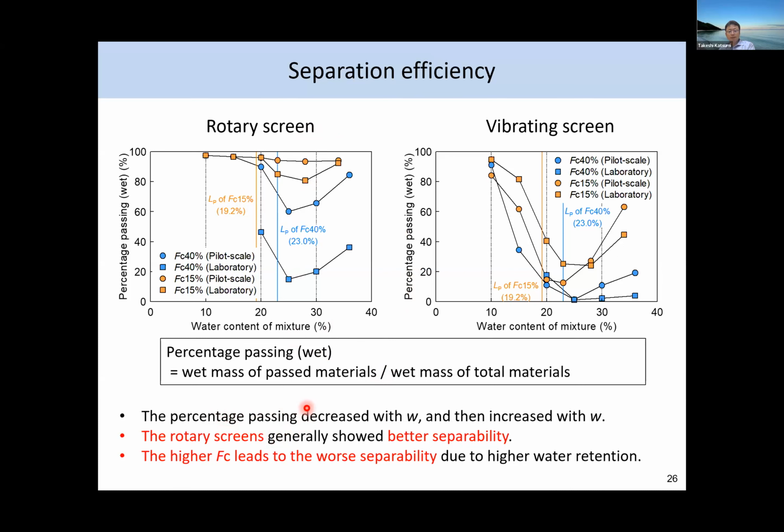Percentage of passing decreased with water first, and then increased with water, because we can imagine that if we have a specific amount of water, the soil waste mixture will become very sticky, so difficult to separate them. So we have this tendency for both cases, and we can easily recognize that the higher fine contents lead to the worse separability due to the higher water retention.